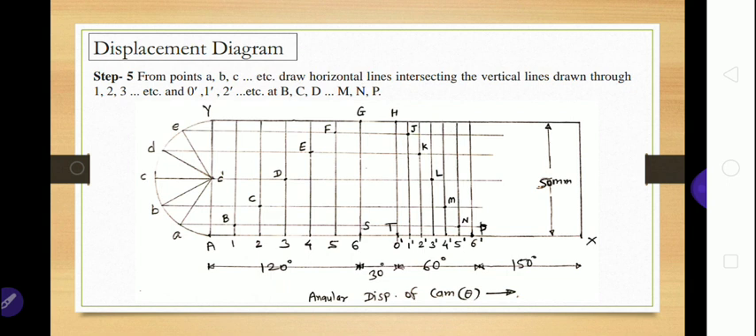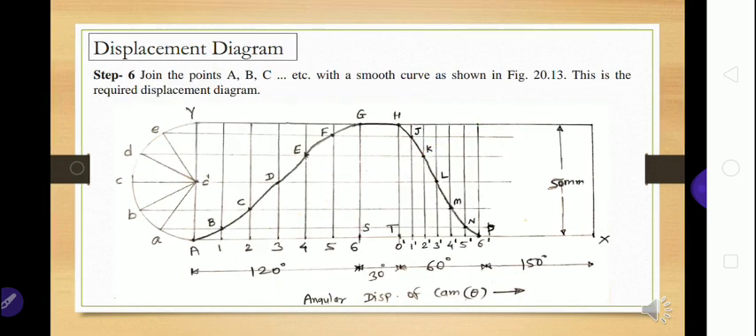These are the points I have got wherever these two horizontal and vertical lines intersect. Next step is to join these points with a smooth curve. This is the required displacement diagram.